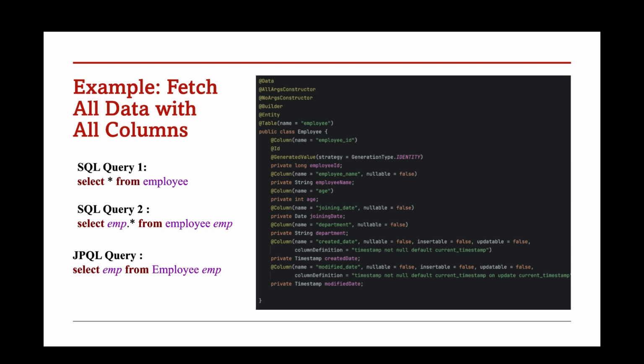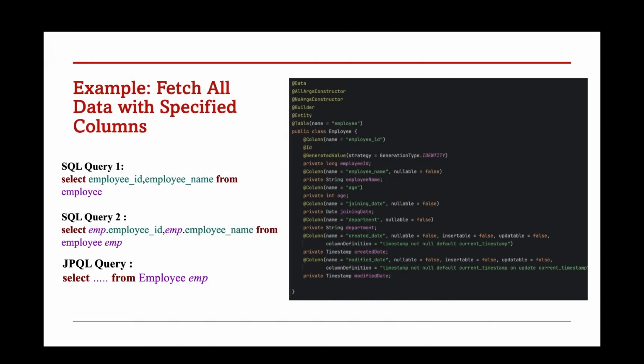Alright, now that we've covered how to convert our SQL queries into JPQL and fetch all the columns, let's talk about when you need to fetch specific columns instead of everything. So, let's say you don't need all the data from an entity, but just a few selected fields like employee ID and employee name. As you can see on my screen, there are two SQL queries fetching values from the employee_ID and employee_name columns, one without an alias and the other with an alias. Now, the JPQL query is also on your screen.